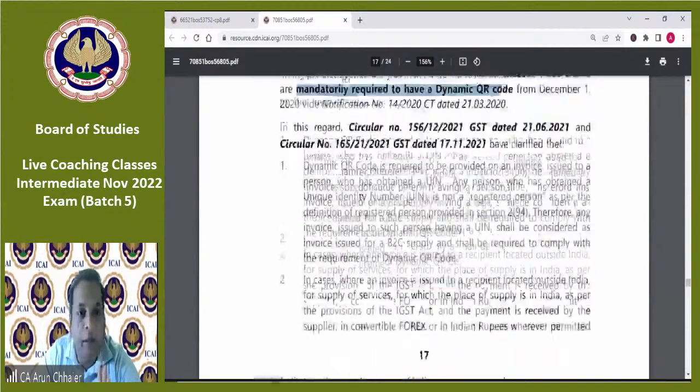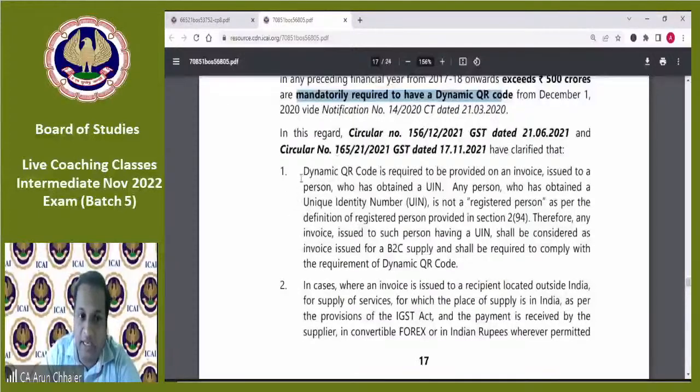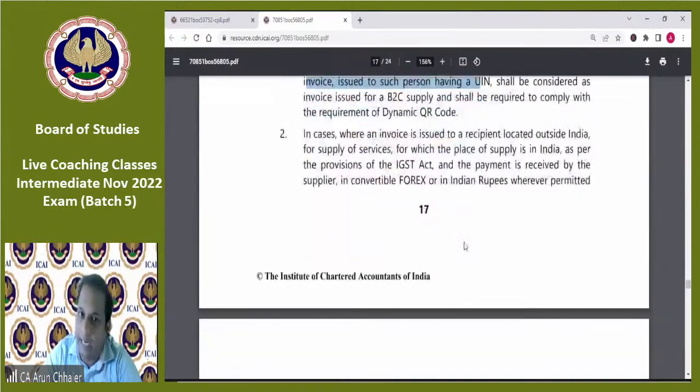That is okay. In this regard, two circulars have been issued, clarified. What is being clarified? Dynamic QR code is required to be provided on an invoice issued to a person who has obtained the UIN. Any person who has obtained the UIN is not a registered person, correct? We have discussed in the registration chapter that UIN is not a registered person as per the definition of the registered person. Therefore, any invoice issued to the UIN will be considered as B2C supply and shall be required to be compliant with dynamic QR code.